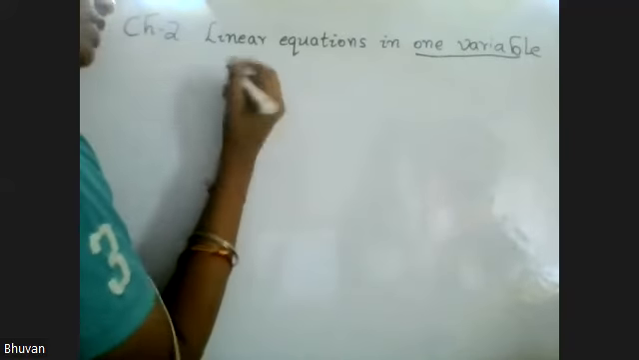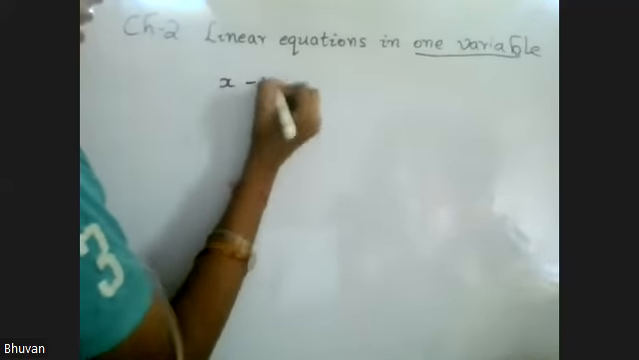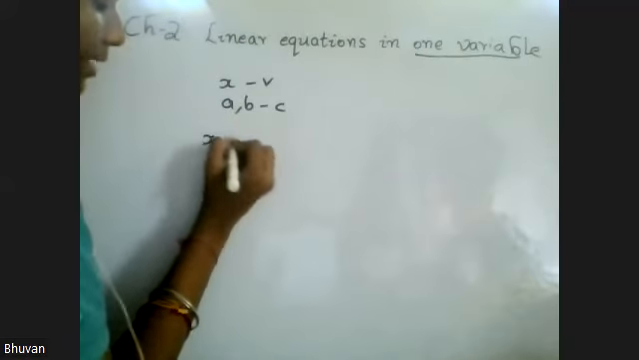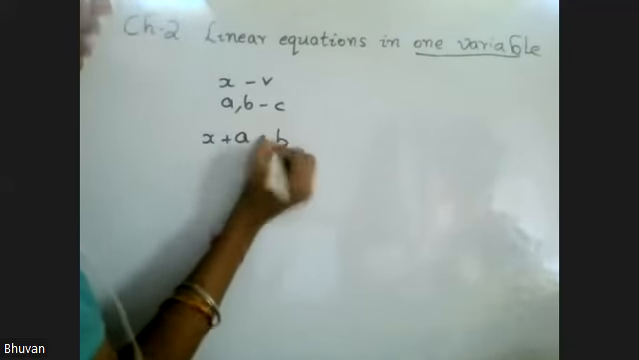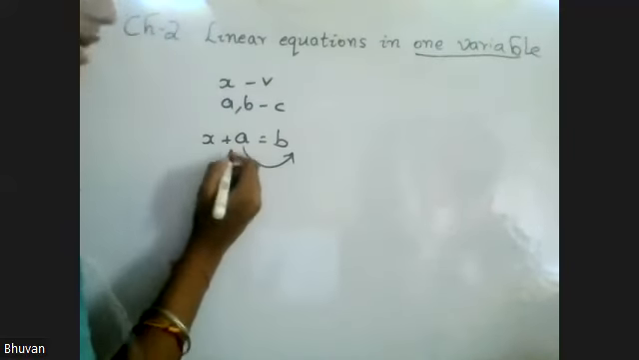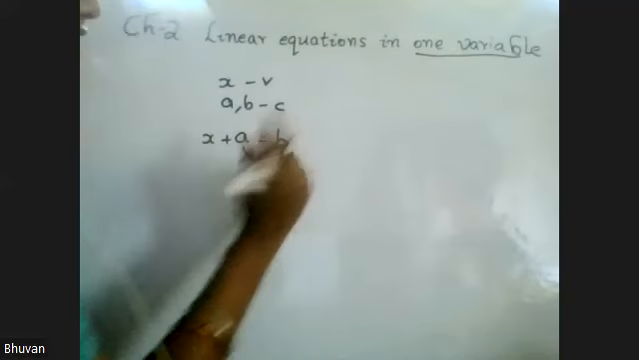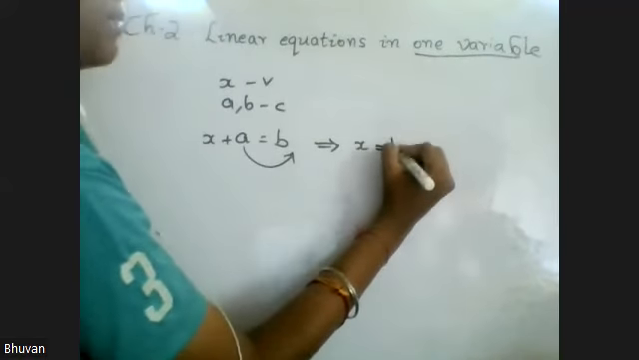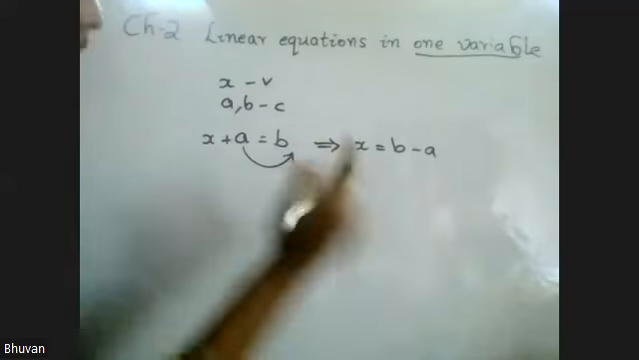For example, the same condition: x is a variable, a and b are constants. Let us take x plus a is equal to b. Instead of adding its additive inverse, we can directly send this a to the other side. Here it is plus, and when it goes to the other side, the sign will change. So we get x is equal to b minus a. That's all. No other complications.